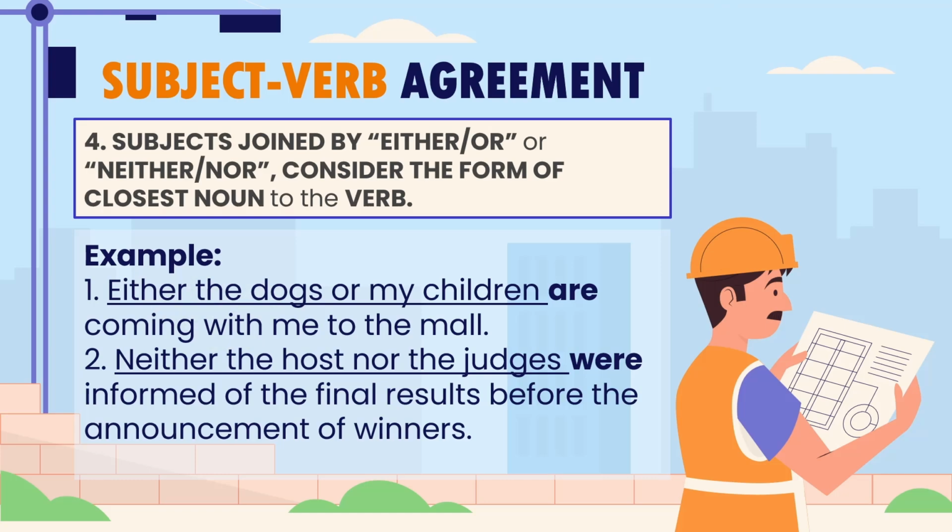Okay, next. Neither the hosts nor the judges were informed of the final results before the announcement of winners. So, here, ang ginamit naman ay neither nor. So, again, kapag kung ano yung malapit sa neither or nor, yun yung gagamitin natin, doon tayo mag-identify if ang gagamitin natin verb ay singular or plural. So, since ang malapit kay nor ay the judges, so, plural siya, that's why we used were as our verb.